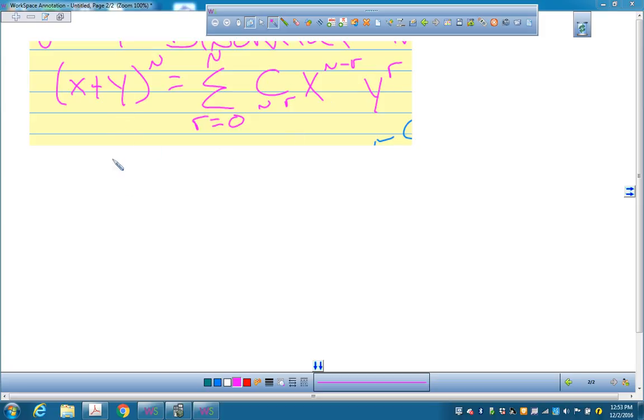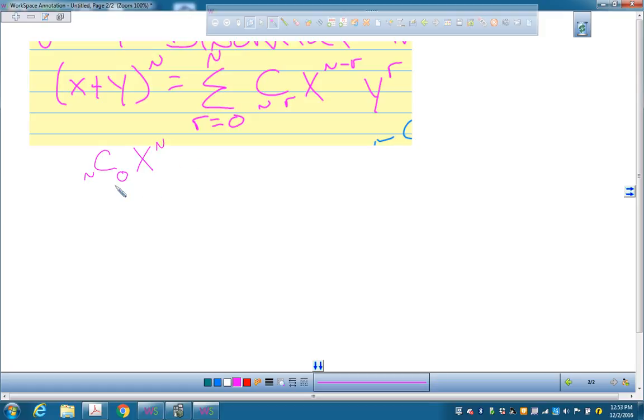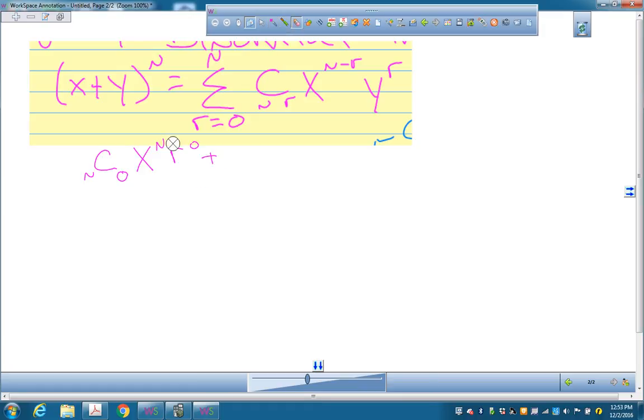So this formula says that the first term would be n combination 0, x raised to the n power. You start with 0 down here, and then it'd be y raised to the 0 power. It's nCr, x to the n minus r, and this number here always agrees with that number here. That's the first term. Shouldn't it be y to the 0? Oh yeah, sorry, you're right. Thank you. y to the 0.